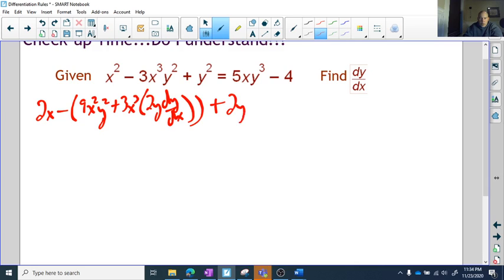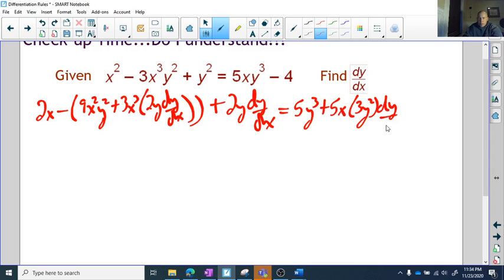Plus 2y dy dx. Product rule. Derivative of the first, multiplied by the second, plus the first. Now the derivative of y cubed is 3y squared dy dx. Constant, derivative of a constant is 0. Okay, so now let's get all the dy dx's grouped together and cleaned up everything as we go as well here. So it's going to be dy.